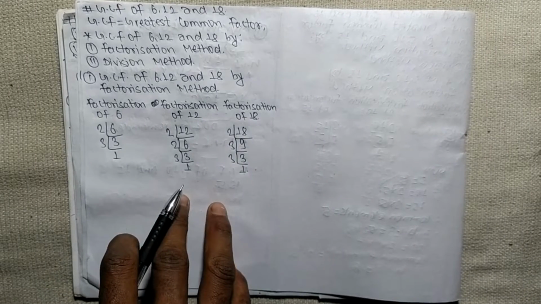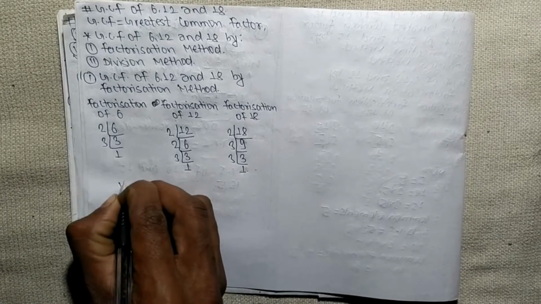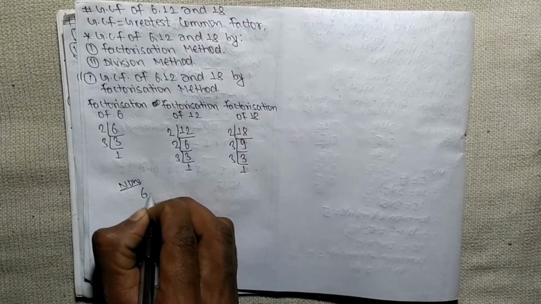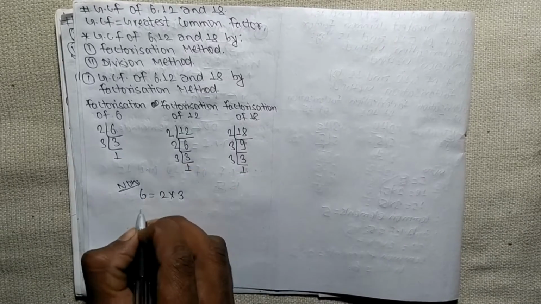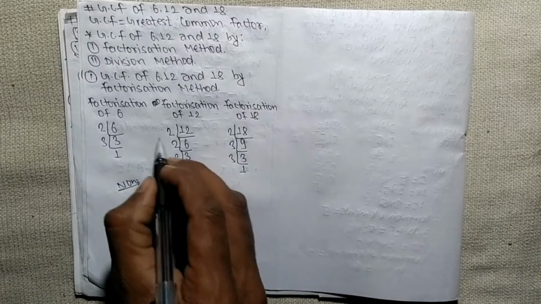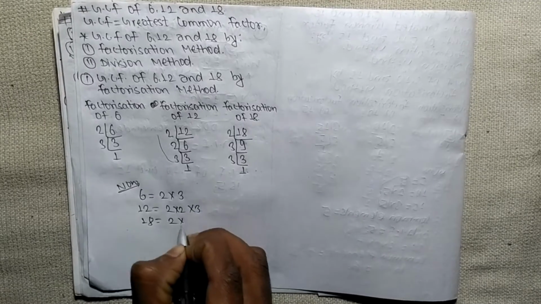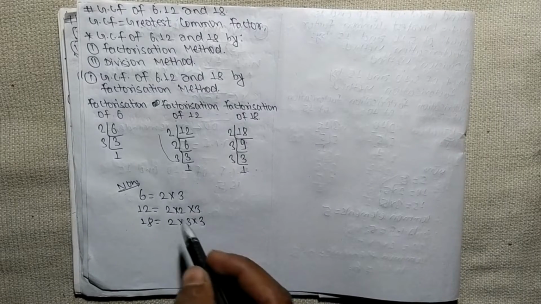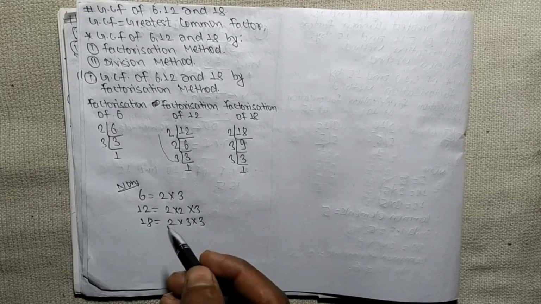So we have taken the prime factors of 6, 12 and 18. Now you have to write the factorizing of the prime factors of all the given numbers. Therefore we can write 6 is equal to 2 multiplied by 3. Like as we can write 12 is equal to 2 multiplied by 2 multiplied by 3, and 18 is equal to 2 multiplied by 3 multiplied by 3. So we have written the factorizing elements of the prime factors of all the given numbers.